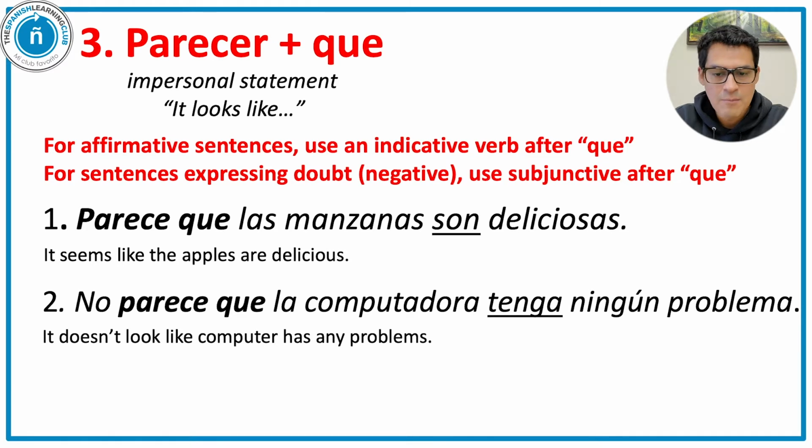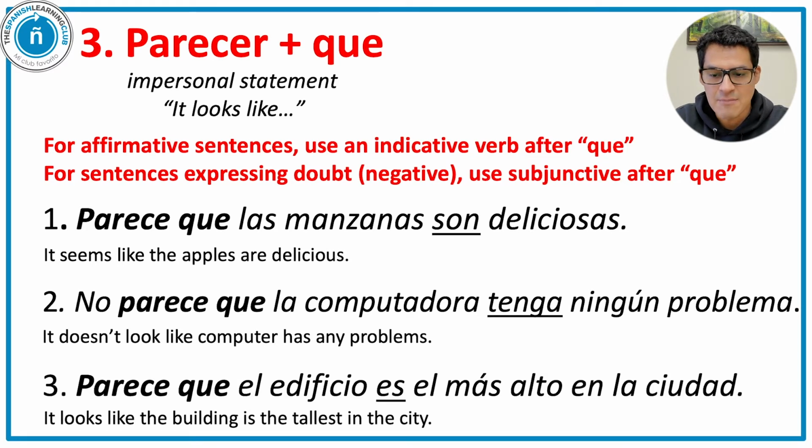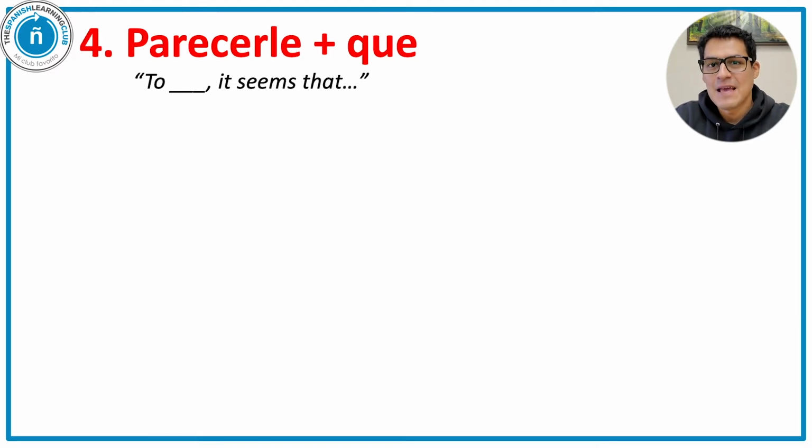Another example. Parece que el edificio es el más alto en la ciudad. In the first and in the third example, we are using the indicative conjugation because, like I said, we have affirmative parece que. In the second example, we have a negative parece que, therefore we don't have indicative, we have subjunctive, tenga. Parecerle que. Parecerle que is a phrase used to say what someone thinks of something.